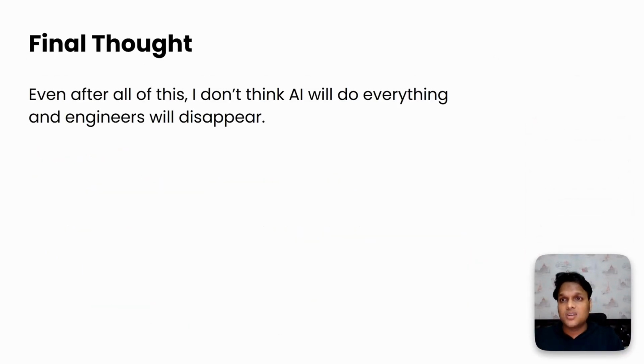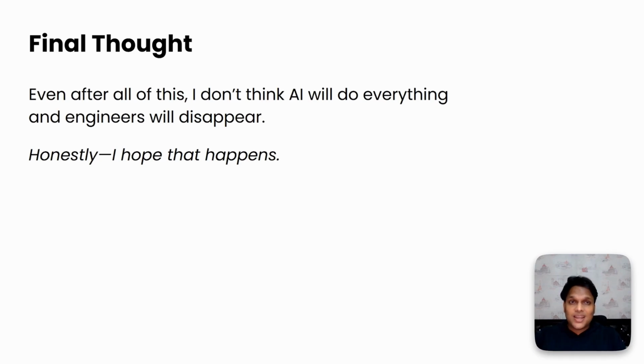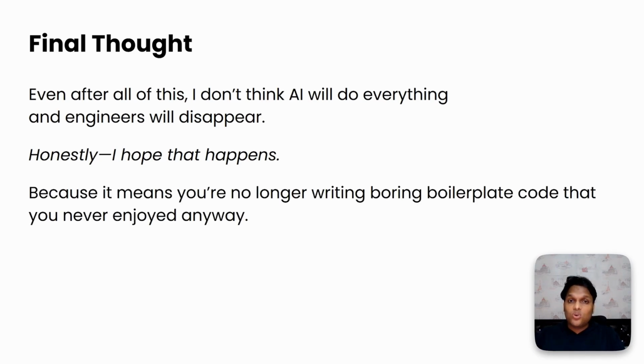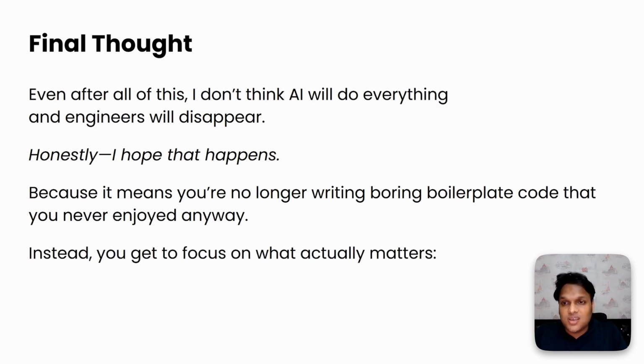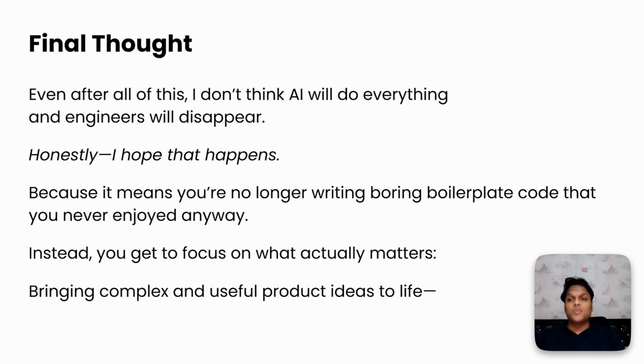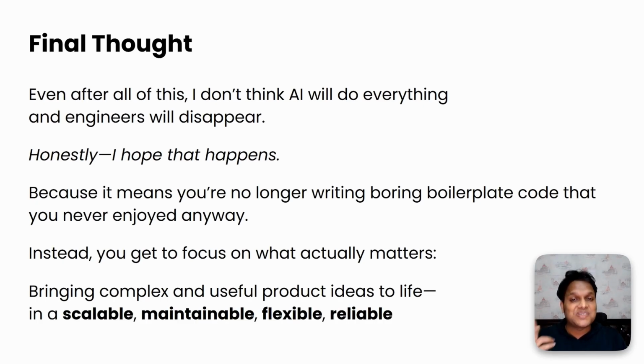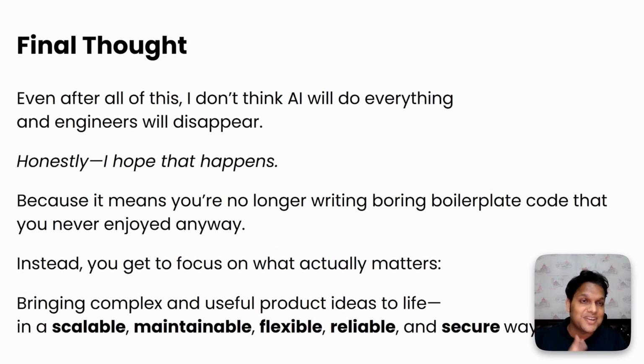So my final thought is, even after all this, creating these context files, doing this plan mode, I don't think AI will do everything and genius will disappear. It's much more than coding. Honestly, I hope that happens because it means you are no longer writing boilerplate code that you anyways never enjoyed. That's why frameworks came into existence. Instead, you get to focus on what actually matters, bringing complex and useful product ideas to life in a scalable, maintainable, flexible, reliable, and secure way. Remember that mantra.